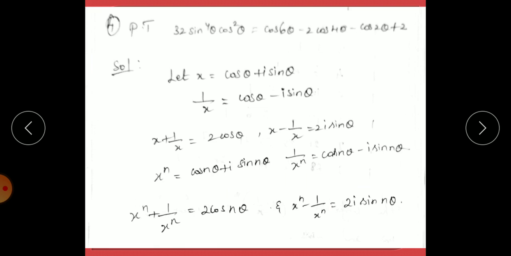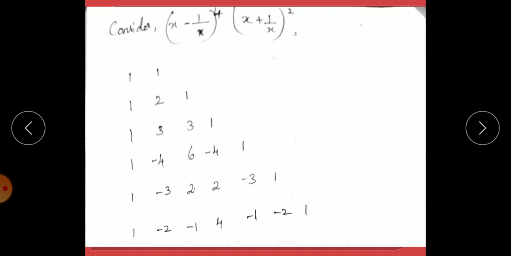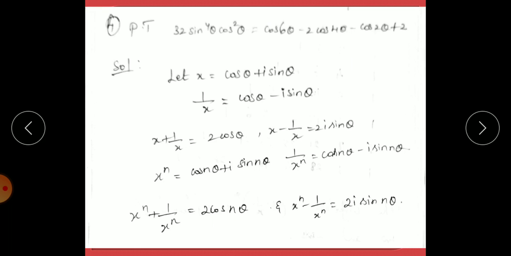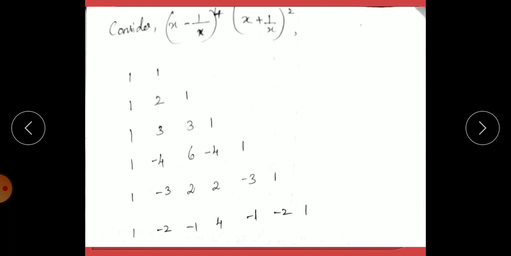Next question, 32 sin power 4 theta cos power 2 theta equal to cos 6 theta minus 2 cos 4 theta minus cos 2 theta plus 2. Here also as usual, up to x power n minus 1, this should be the same for all the problems. But here we have two terms given in the question, that is sine as well as cos, and sine should be in the power of 4 and cos should be in the power of 2. So both are even. Okay, so just write it there.